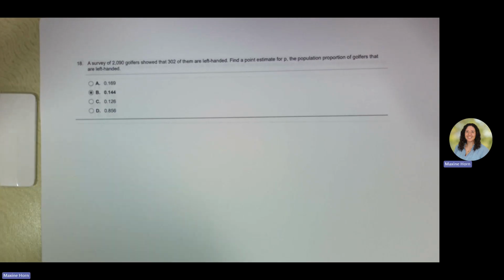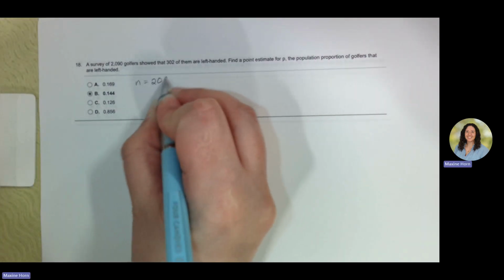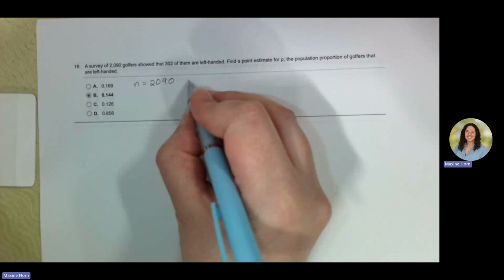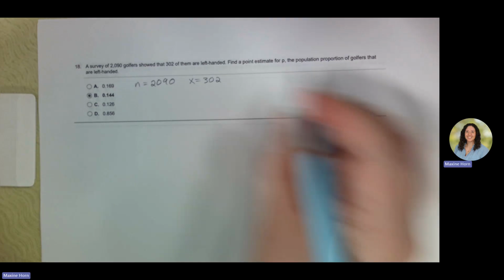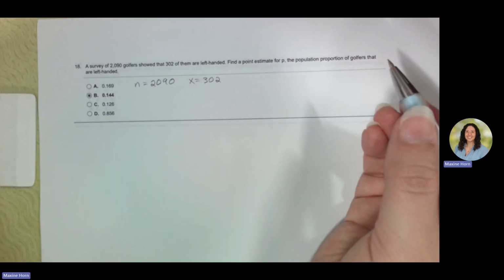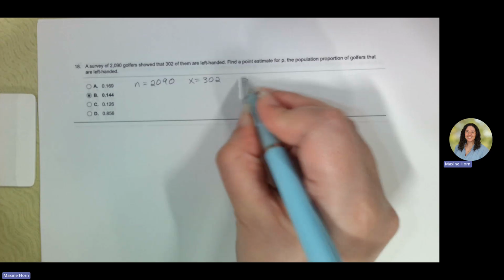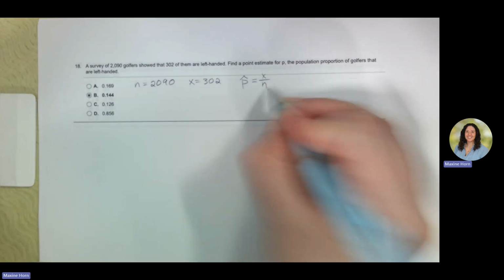So same process here, a survey of 2,090 golfers showed that 302 of them are left-handed. Find a point estimate for the population proportion that are left-handed. So again, P hat is going to be your best point estimate for P, and it's X over N.